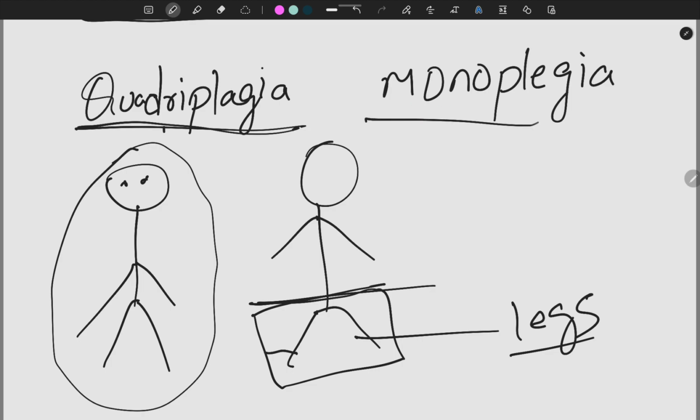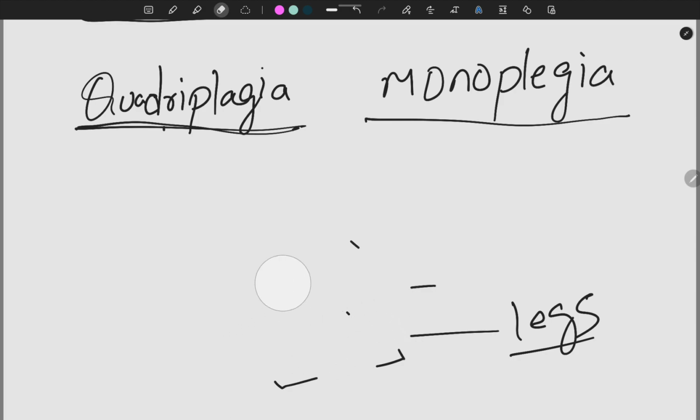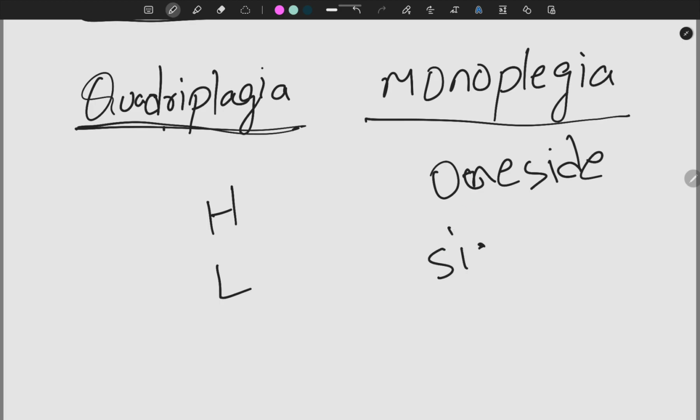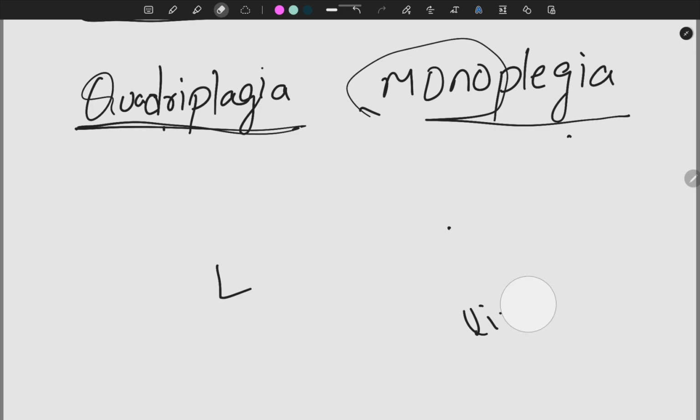And the final one is monoplegia. In monoplegia, the person has any one limb of the body affected, either a leg or a hand. Any single leg or hand, only one side of the body and a single limb. That is monoplegia. Mono is nothing but one. So monoplegia affects only a single limb of the body.